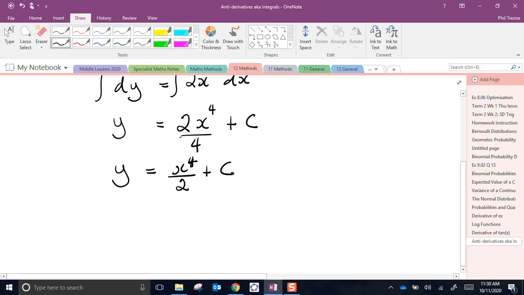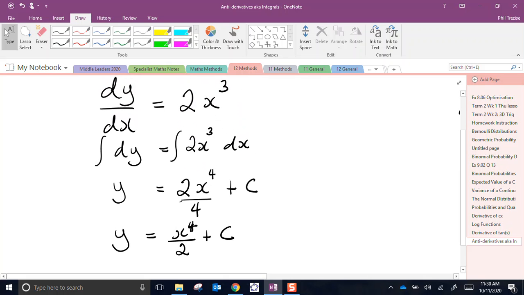We could easily check our work by taking the derivative of this formula. If we take the derivative, of course, we end up getting 2x cubed straight back again. Derivative of the constant is 0, and that's why we have to include that as part of a general solution. So that's a pretty straightforward one.